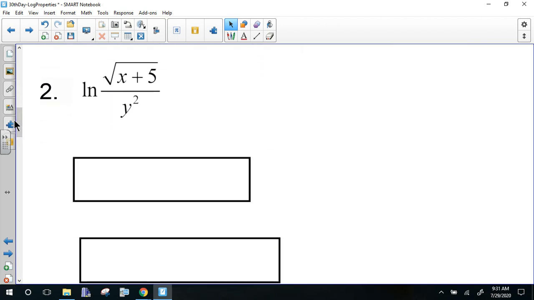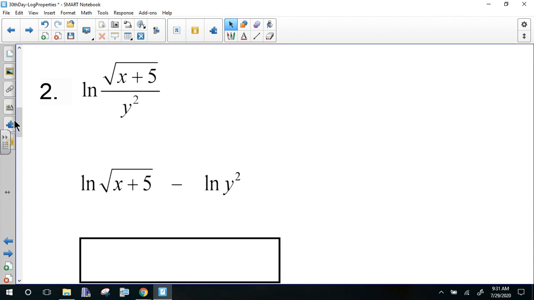Next example. We have a natural log of radical x plus 5 divided by y squared. So we have an exponent, we have division going on, we have a radical that we need to get rid of by making an exponent. So first things first, undo the division by subtracting. So we're going to split this up, make it look a little neater. We'll do that by subtracting to get rid of the division.